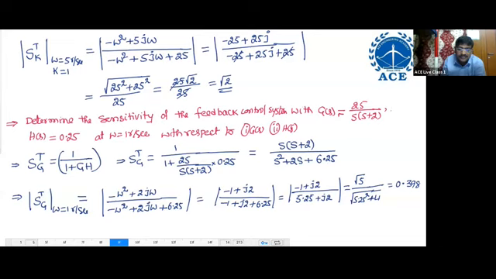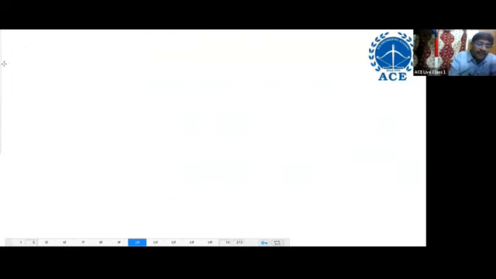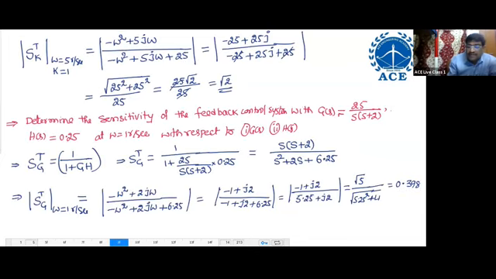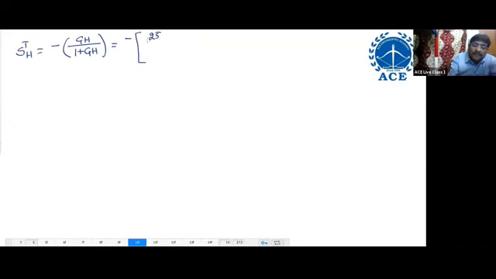Yes. Next, similarly find STH. STH is equal to minus of GH by 1 plus GH. What is G? G is 25 by S into S plus 2.